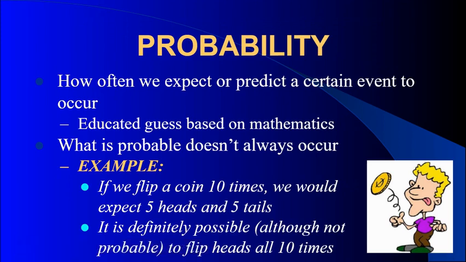Probability is how often we expect or predict a certain event to occur. It's essentially an educated guess based on mathematics. And it's important to remember that what's probable doesn't always occur. For example, if we were to flip a coin 10 times, we would expect 5 heads and 5 tails. But it is definitely possible, although not probable, to flip heads all 10 times.